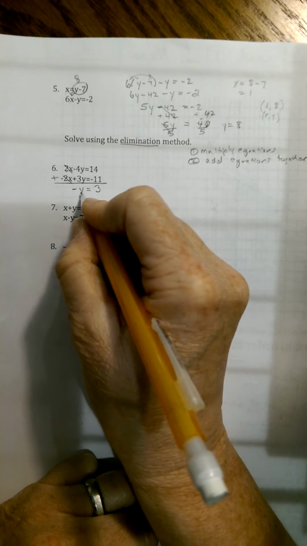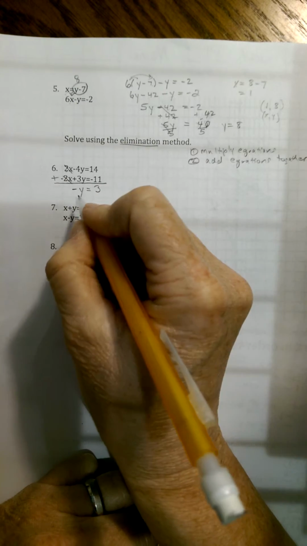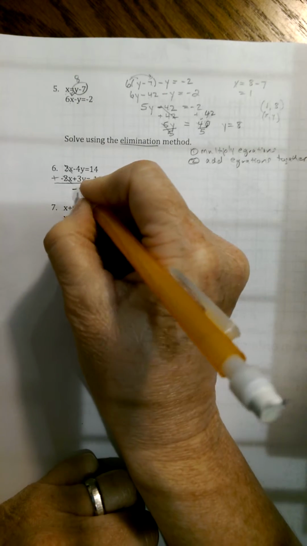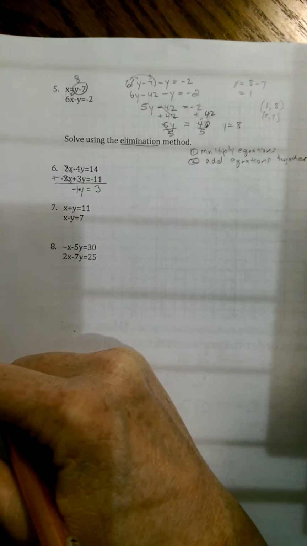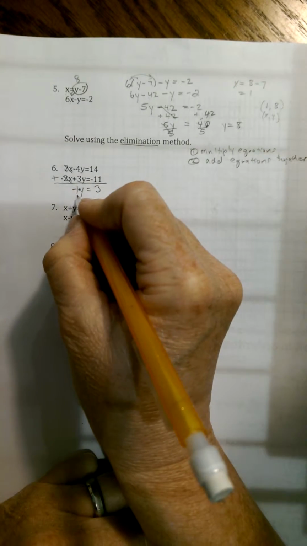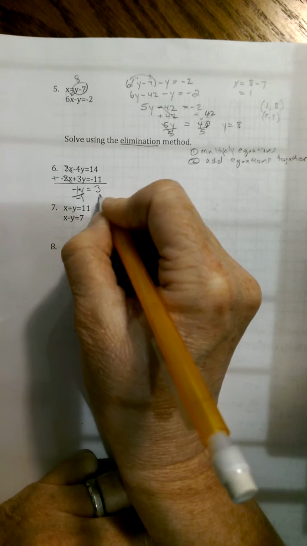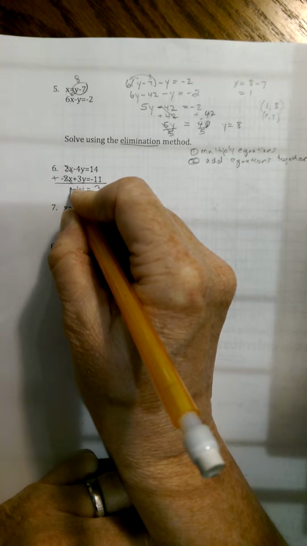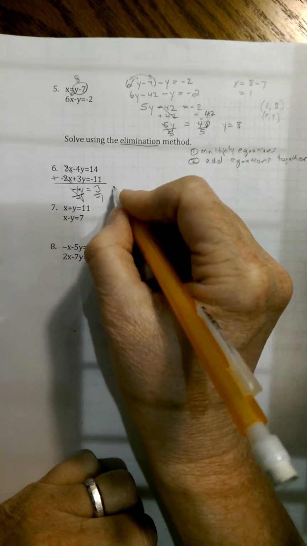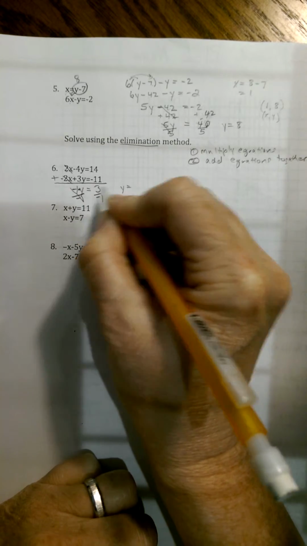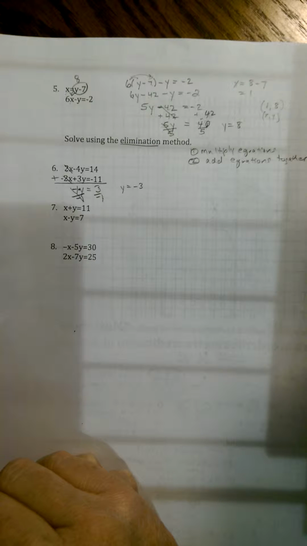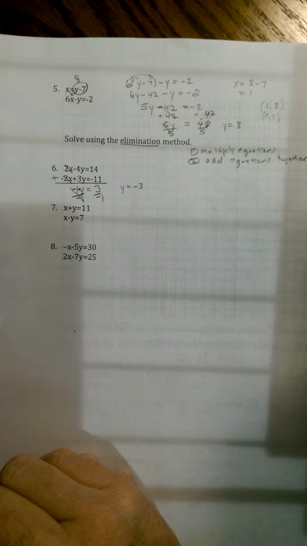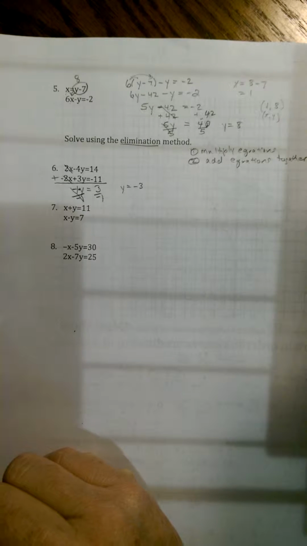So I'm almost done. I still need to get y by itself. Remember that negative y is the same thing as negative 1 times y. And so if you want to get y by itself, you need to divide by negative 1. That cancels out that negative, and now I end up with y equals 3 divided by negative 1, which is the same thing as negative 3. So there's my first value as negative 3. I'm not quite done though.